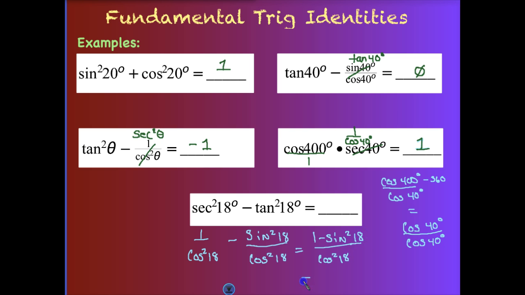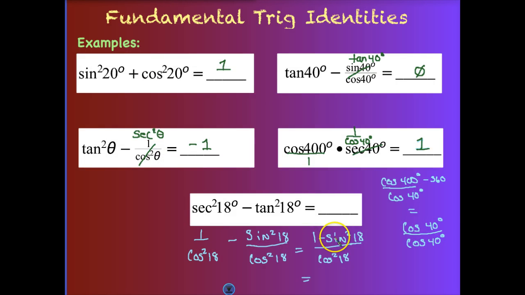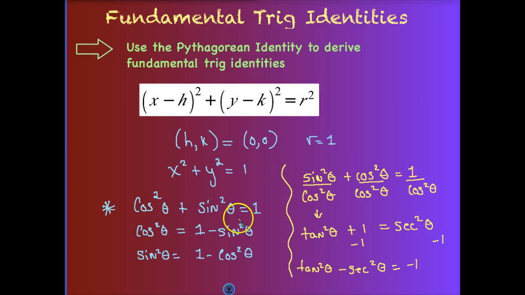From here, we can look back and see what 1 minus sine squared is. 1 minus sine squared is cosine squared. So we can replace the numerator with cosine squared of 18 over our denominator, which is also cosine squared 18, and again we know the value is 1. So either way, whatever is the most simplest way for you to figure out these exact values based on these identities, that's what you should do.